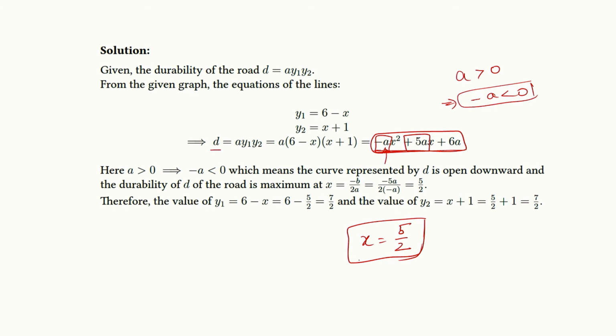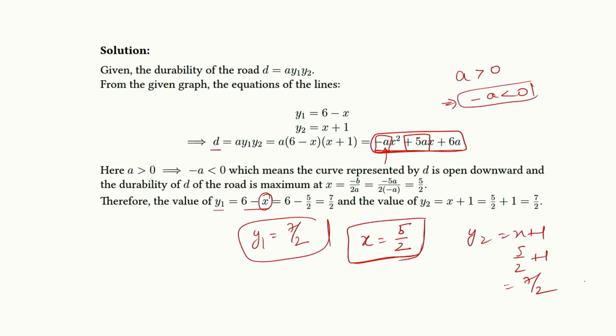Now we substitute this value in y1 and y2. We will get y1 is equal to 6 minus x, and in order to get the maximum, our x should be 5 by 2. So if we substitute that, we will get y1 is equal to 7 by 2. And y2 we have x plus 1. If we substitute 5 by 2 there also, we will get 7 by 2. So our values of y1 and y2 are 7 by 2, 7 by 2 in order to get the maximum durability of the road.